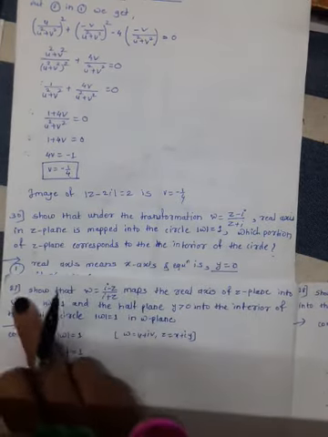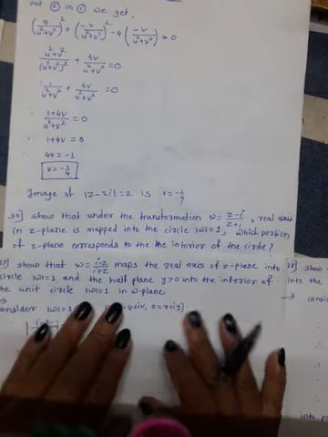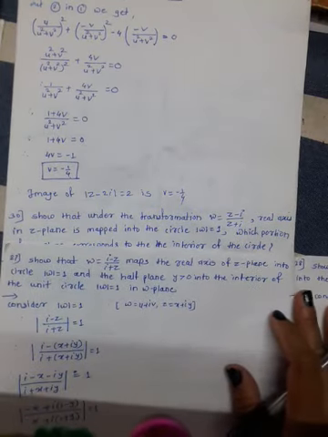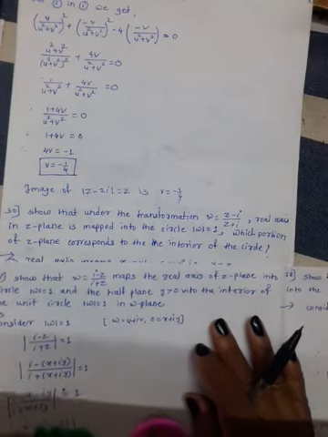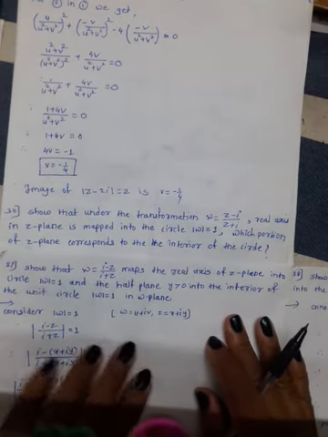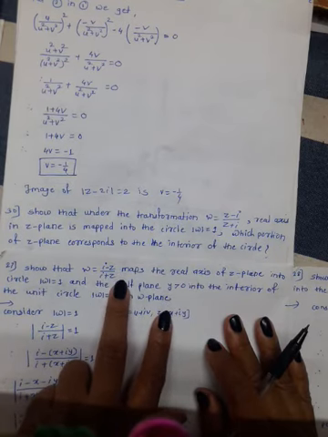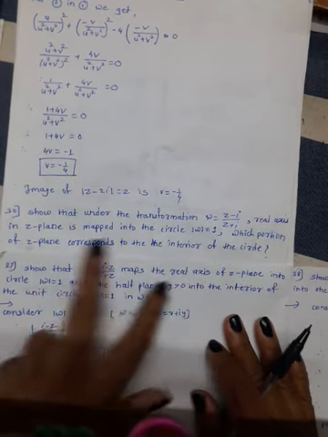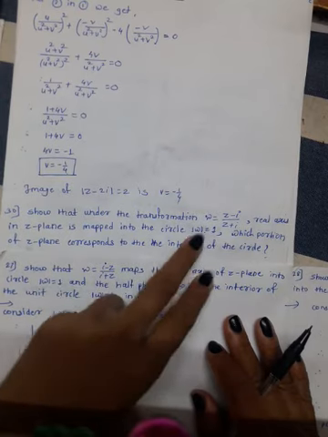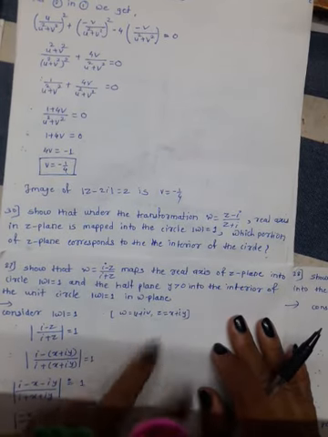This is the 27th example. We have already solved it. Show that under the transformation, the real axis maps to mod W is equal to 1, and the second part is also the same.